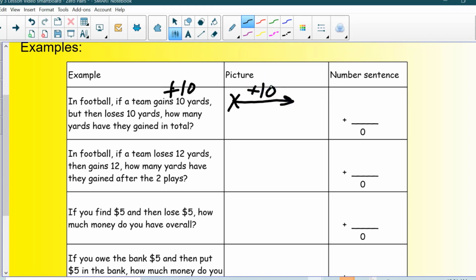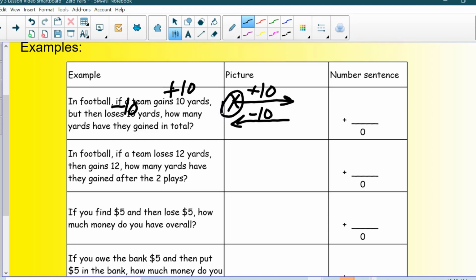But in the next play, they then lose 10 yards. How would I represent losing 10 yards? What integer? Right, negative 10. So write these on your paper too. So on the next play, they get pushed back 10 yards, negative 10. When you combine those two plays together, how many yards have they gained in total? 0, right? They went up 10 yards and they got pushed back 10 yards, so now they're right back where they started. So they gained 0 yards when you put those two plays together.